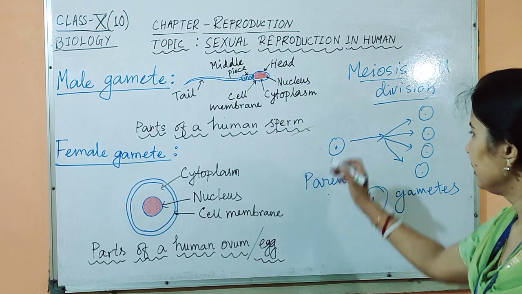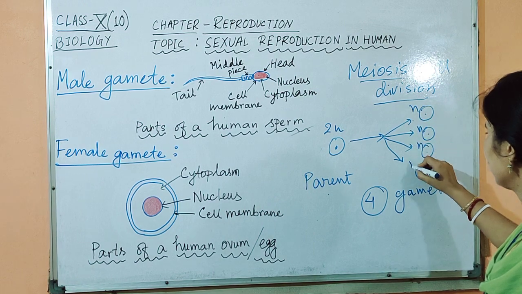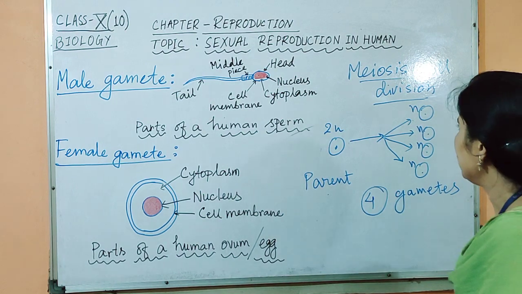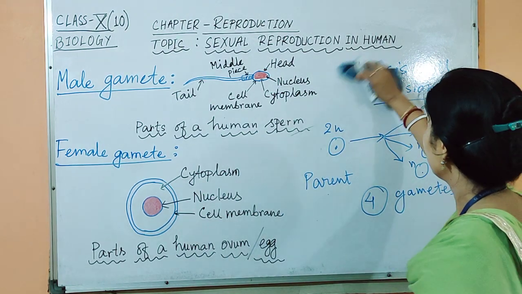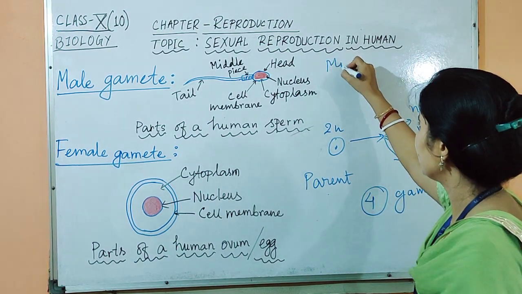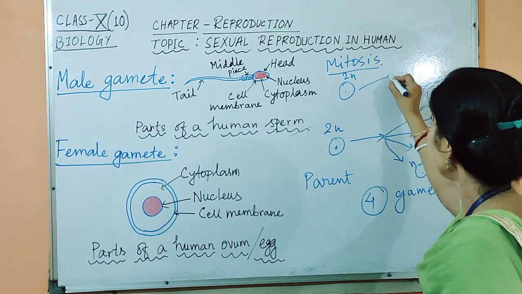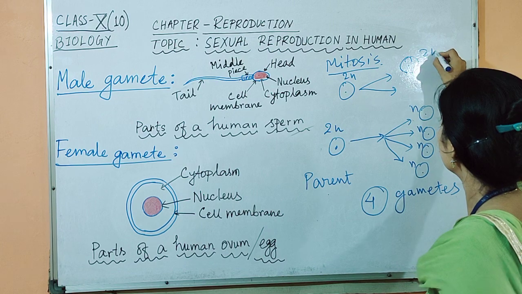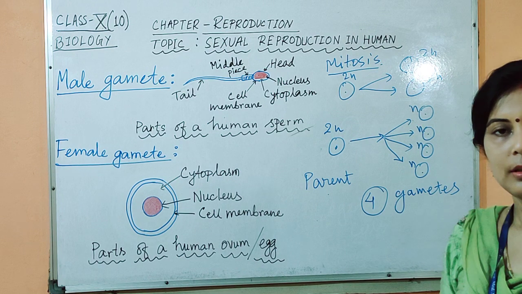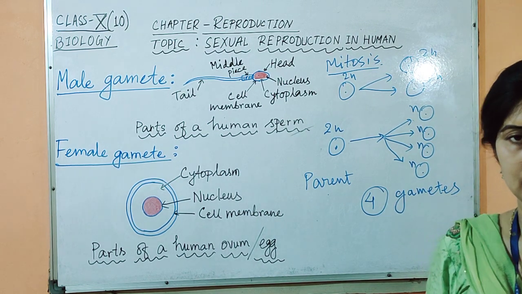Therefore, 2n is reduced to n number in the gametes. Whereas in case of mitosis, it remains the same. In case of mitosis division, daughter cells also maintain the 2n number in them.